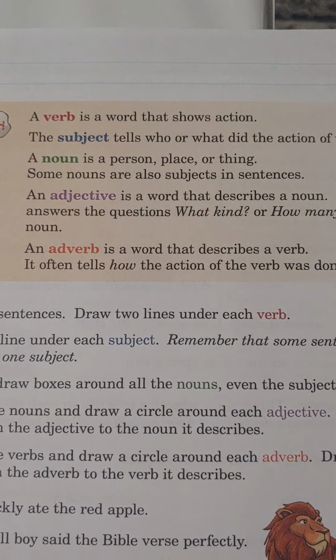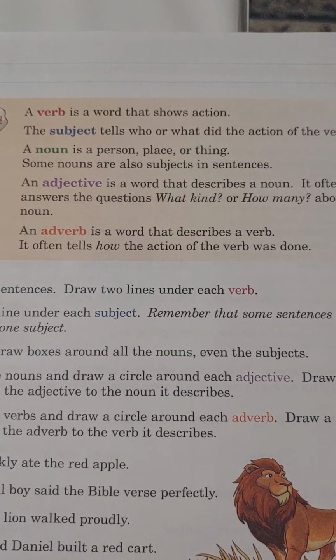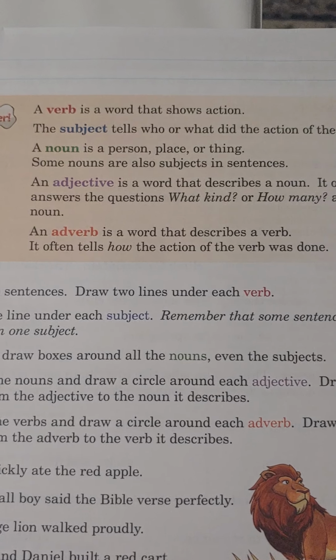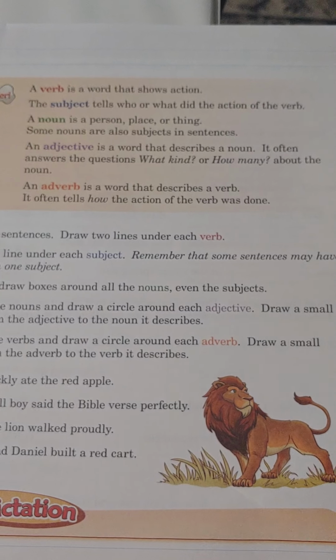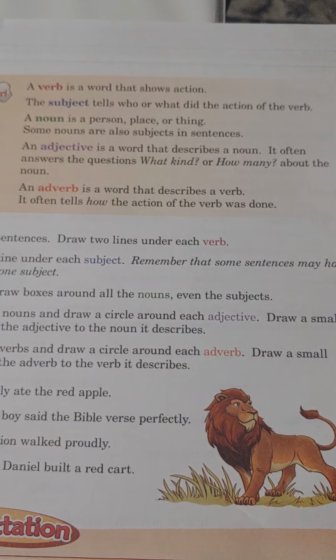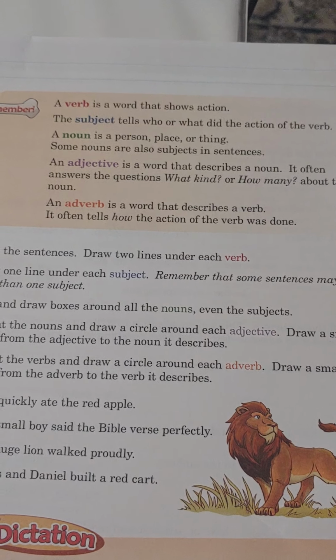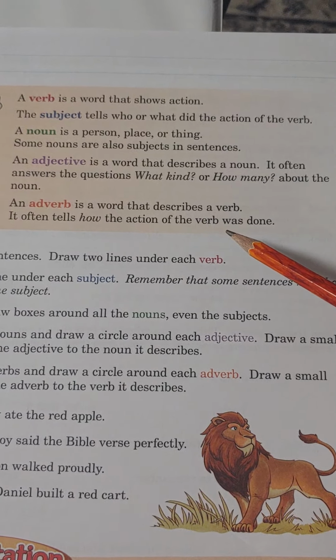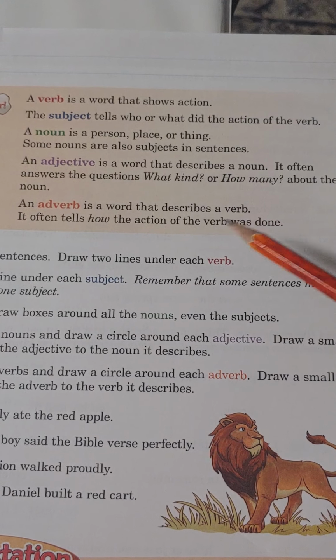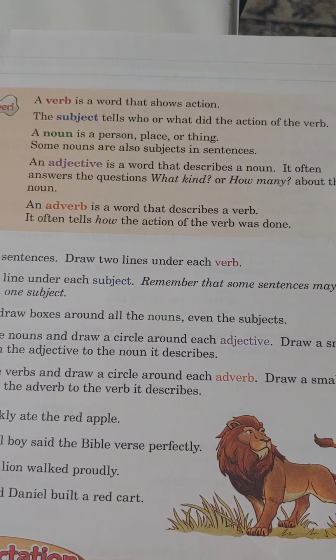An adjective is a word that describes a noun. It often answers the questions what kind or how many about the noun. An adverb is a word that describes a verb. It often tells how the action of the verb was done.